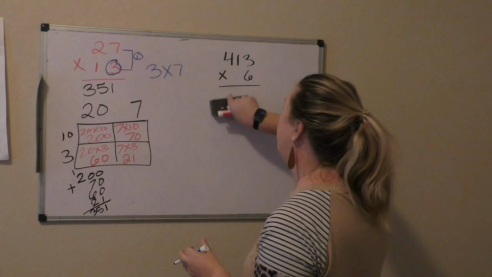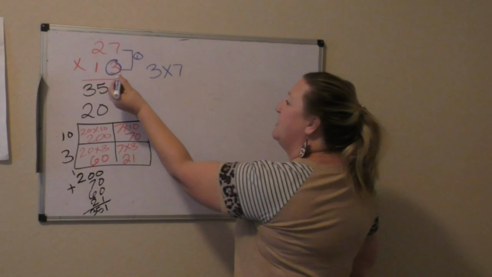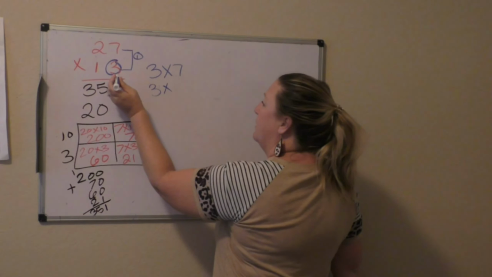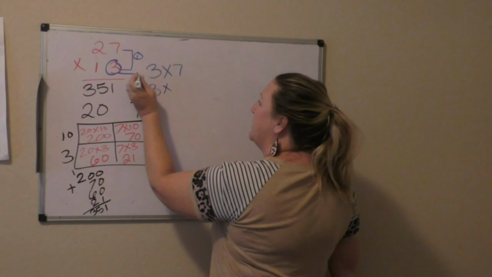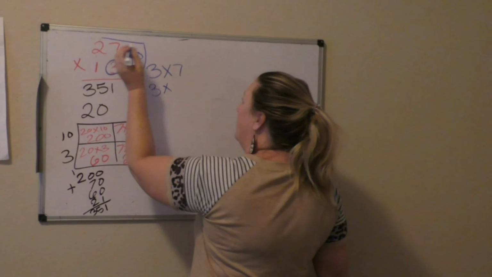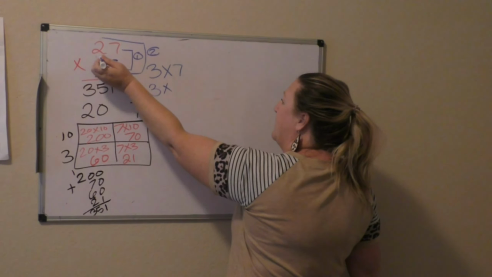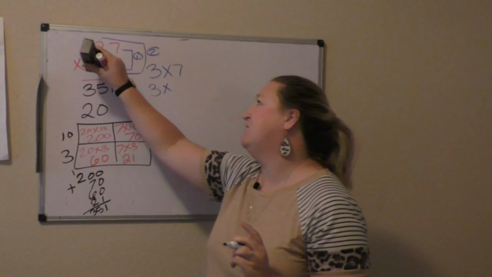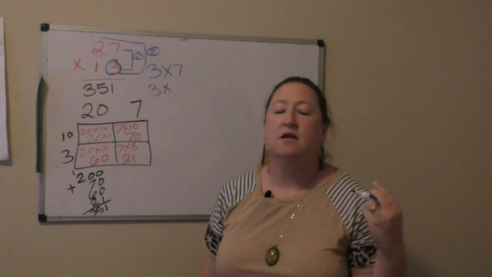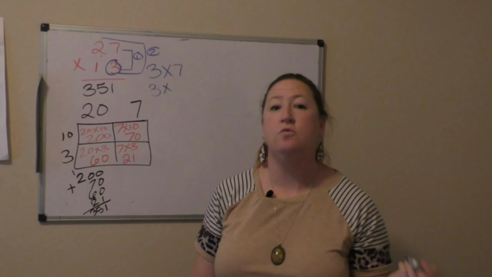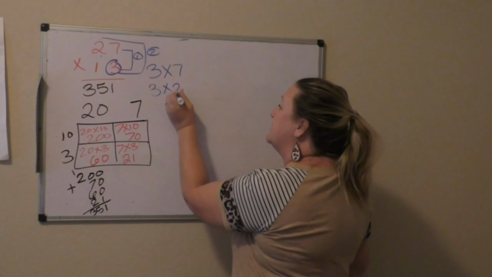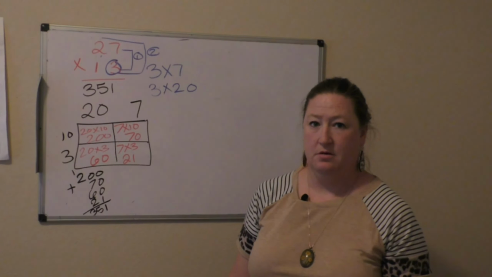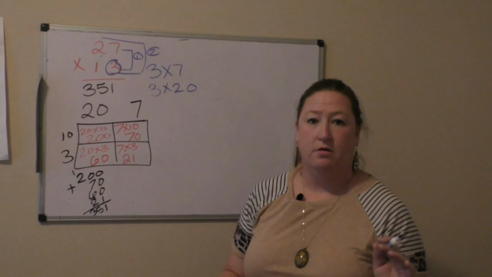My second step is I'm still going to take my 3, and this time I'm going to take it all the way around and multiply it by that 2. It's not a 2 though. Look at the place value. It's in the tens place. So that 2 really represents 20. So it's 3 times 20. I'm now done with that 3.